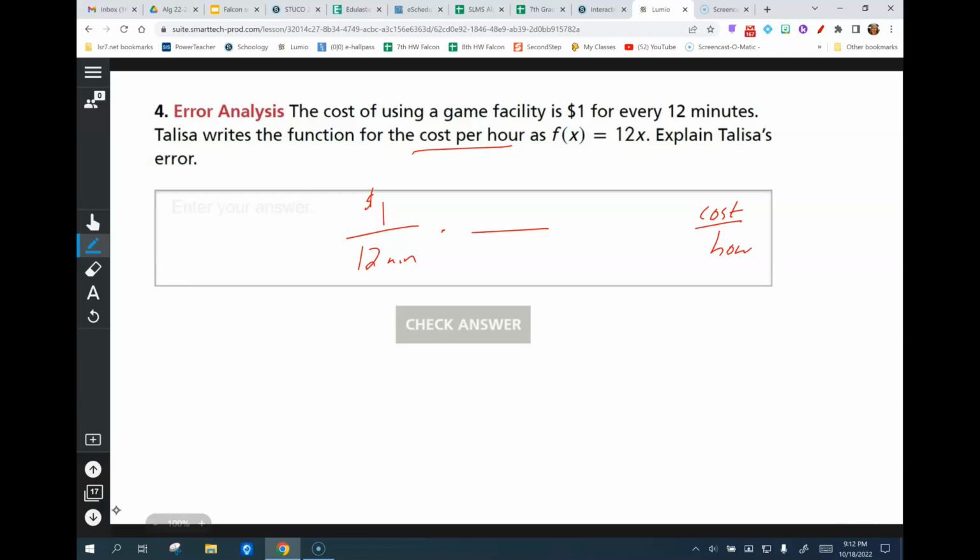We want the cost to stay the same. So if I want to get rid of minutes, I'm going to put minutes up here. And I want it in hours, so I'm going to put hours down here. Well, what do I know about minutes and hours? I know there's 60 minutes in 1 hour. So using my unit analysis, I can cancel out my minutes. I'm going to multiply across and I get 60 over 12. So that's going to give me $5 per hour. Okay, so this should have been a 5 because we had to convert it.